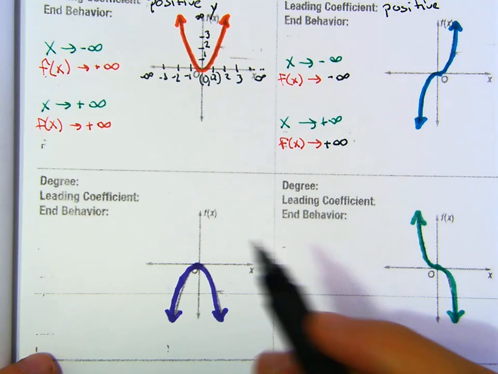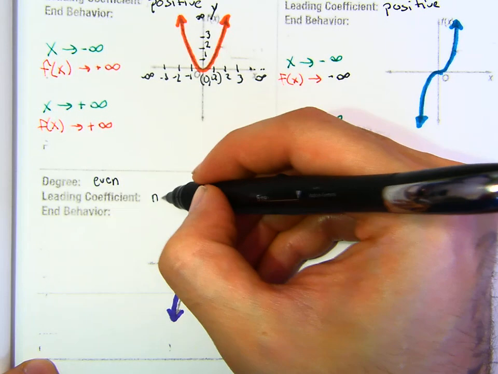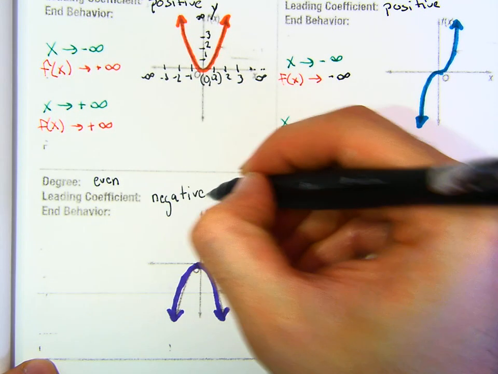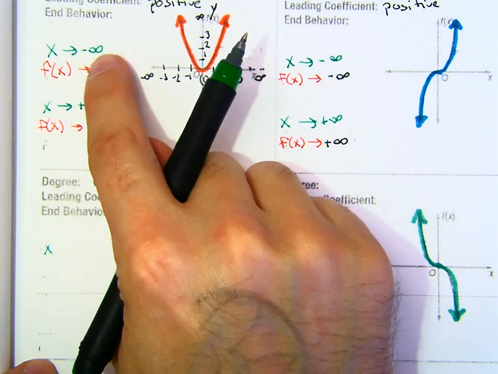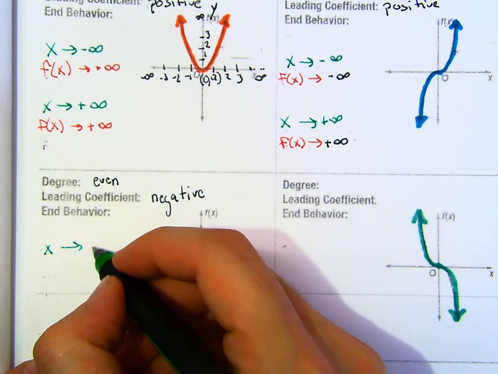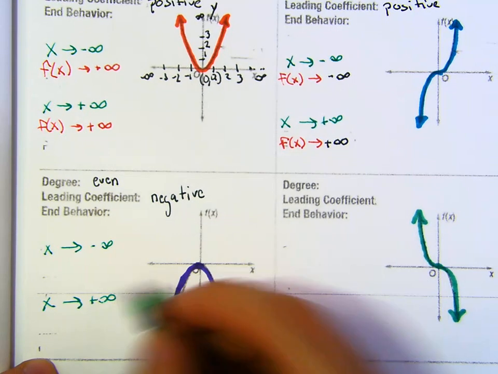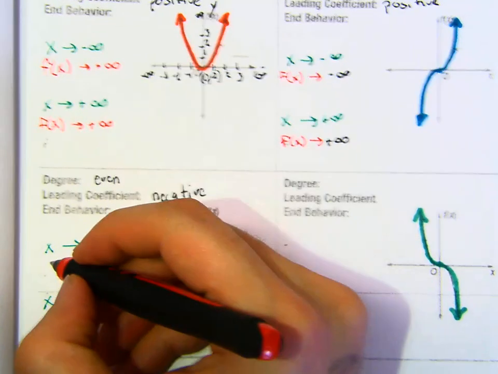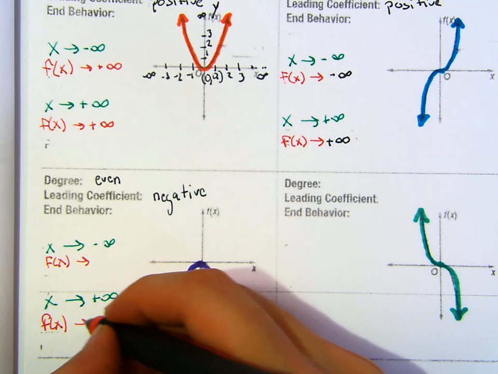Okay? So here, this will be even, but my leading coefficient is negative. And we have the same setup in the green. As x goes negative infinity, as x goes positive infinity, where does my f of x go? What I want you to do is pause the video and try and figure this out right now.